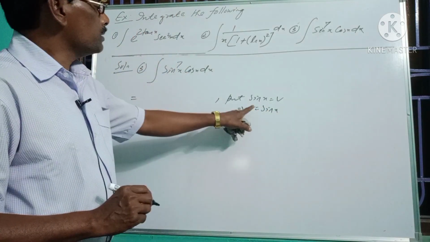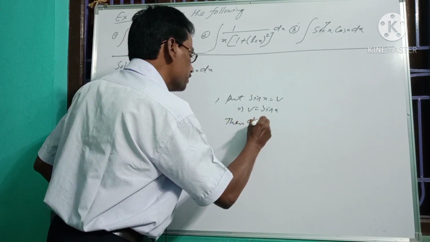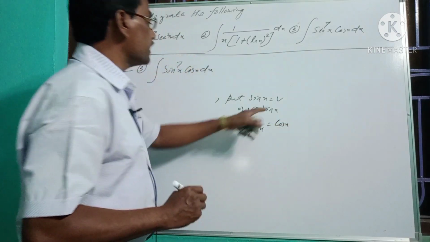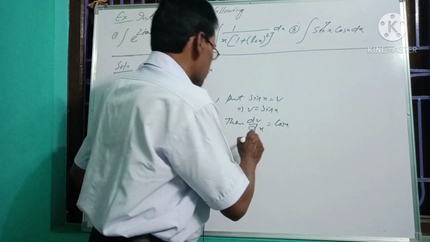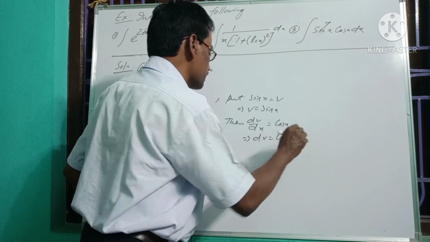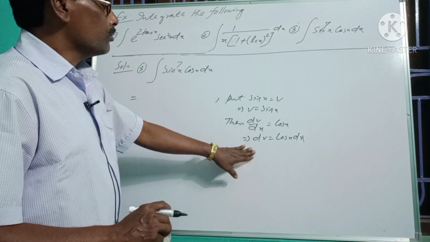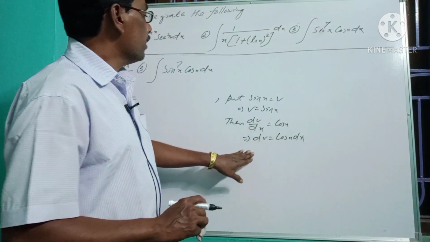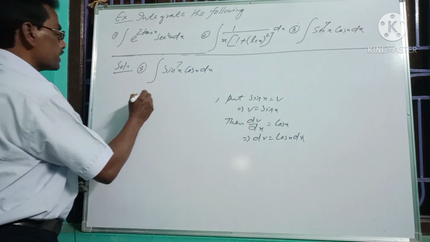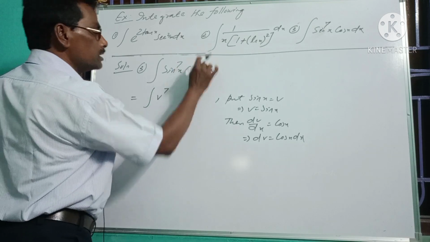So now differentiating v with respect to x, it will give us dv by dx is equal to cos x, because the derivative of sine x is cos x. So again simplifying, it will give us dv is equal to cos x into dx. Now see, after substitution and differentiation, we got cos x dx as dv and v as sine x. So substituting in the integrand, we can write integration of v to the power 7, and in place of cos x dx we have dv.